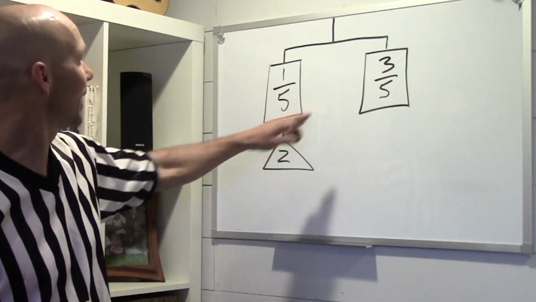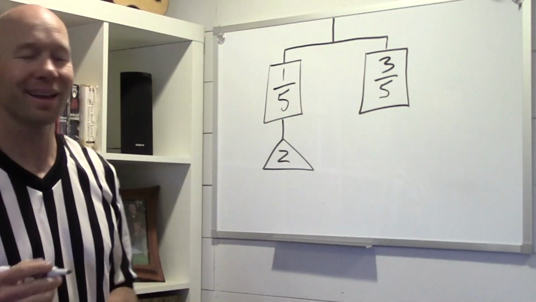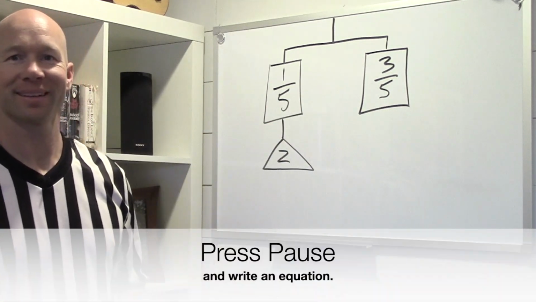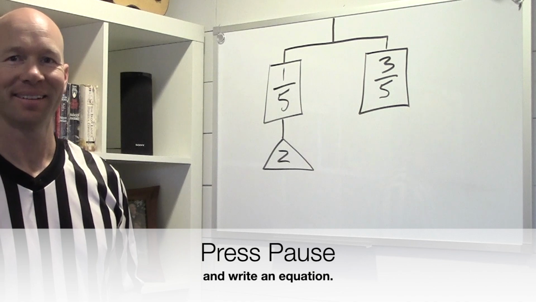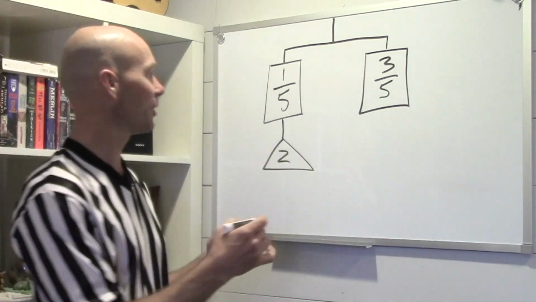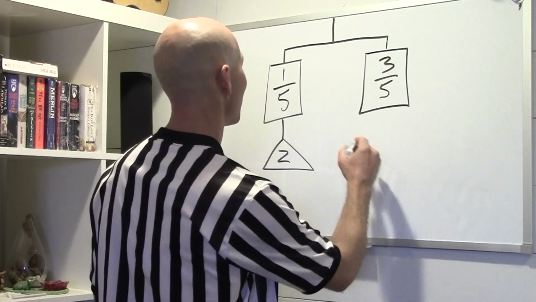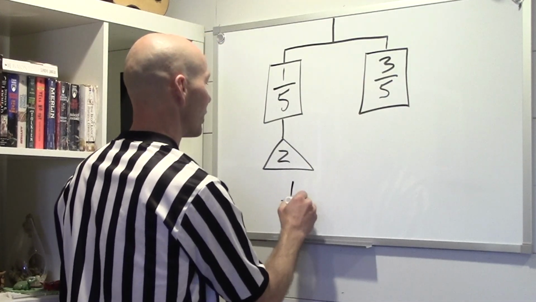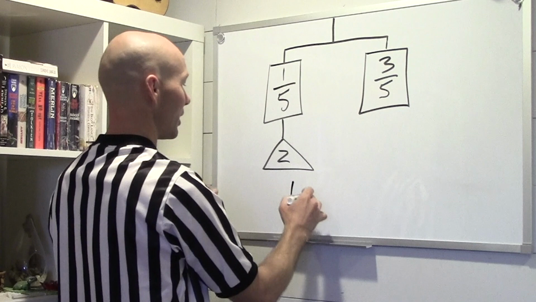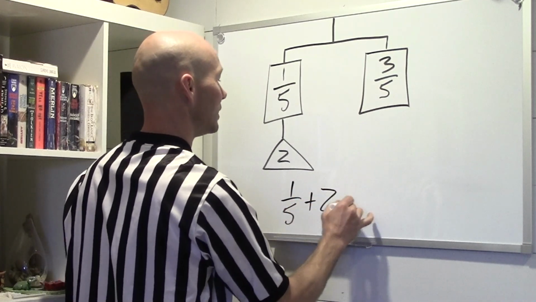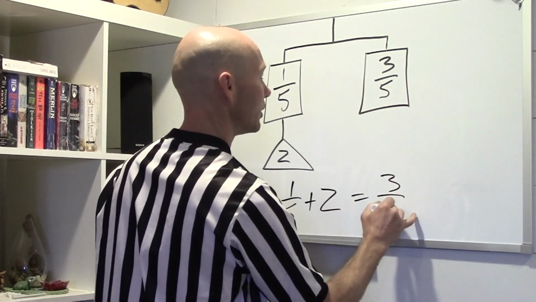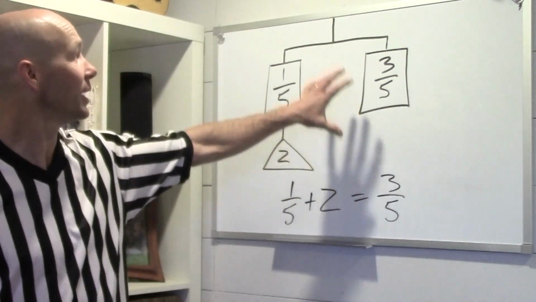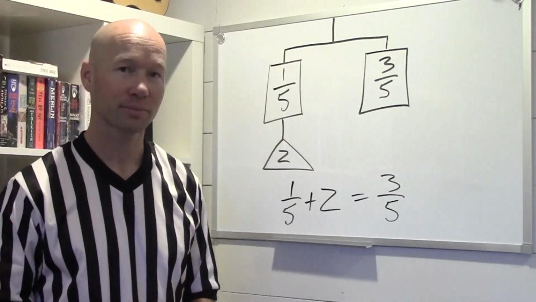1/5 and a z equals 3/5. Go ahead and write an equation that would show this problem. Now you've written that. We've got on the left side 1/5, and we are adding these together, plus z equals 3/5. Okay, 1/5 plus z equals 3/5.